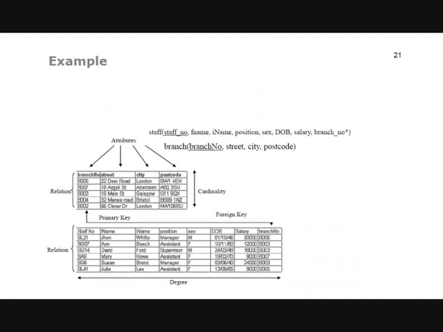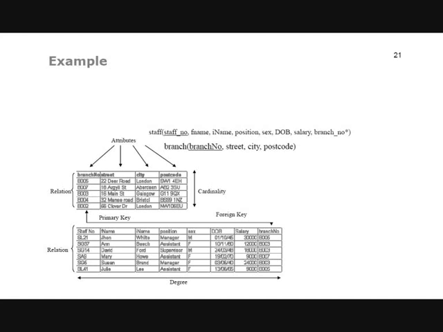So the idea here is that we have something like this, okay? So let's say that I have a staff table and I have a branch table. And I have my branches here, B5, B7, B3, B4, B2, with the street, the city, and the postcode. So this is my cardinality, these are my attributes, this is one relation, and this is another. Now here I have the staff table, which has a staff number, first name, last name, position, sex, date of birth, salary, and branch number.